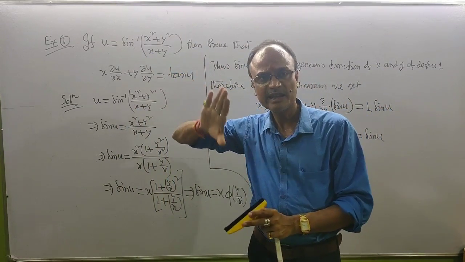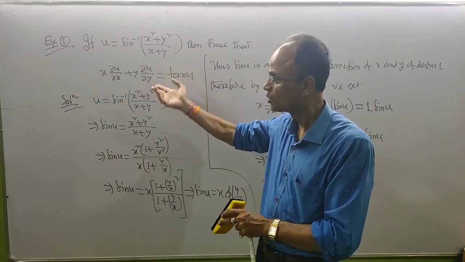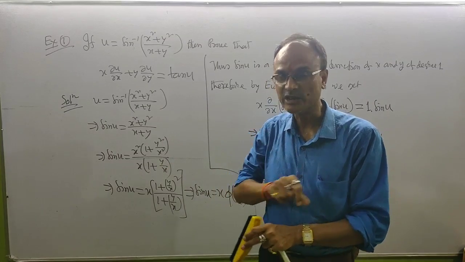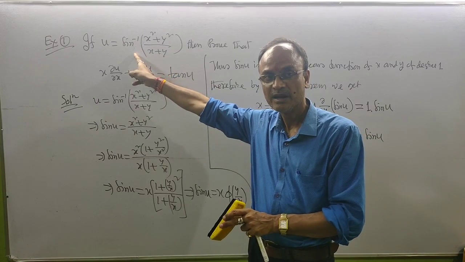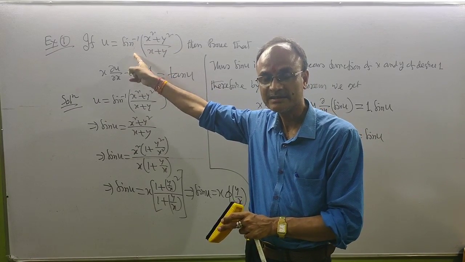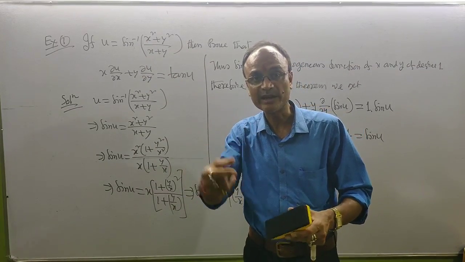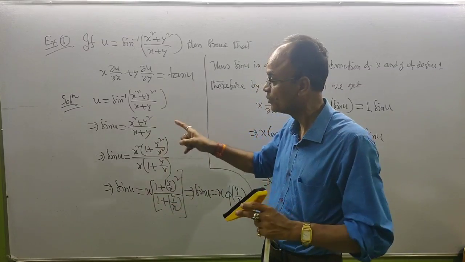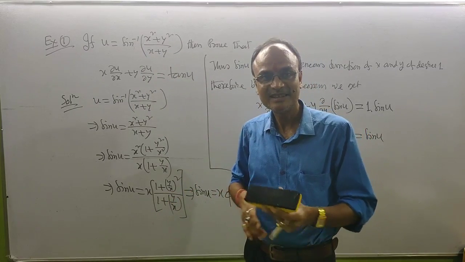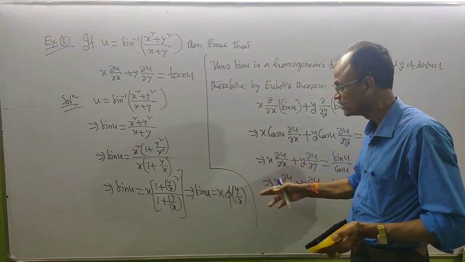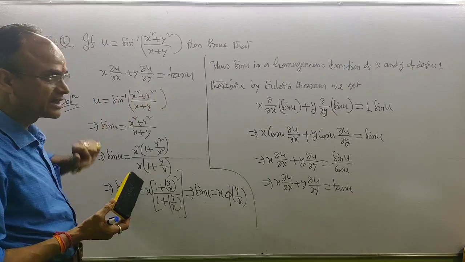Just in another way also you may prove this without applying Euler's theorem. Just differentiate this with respect to x partially, del u by del x, then find del u by del y, then find x del u by del x plus y del u by del y, and you will ultimately get tan u. But if you apply Euler's theorem, this problem becomes very easy. Applying Euler's theorem, we can solve this very easily.